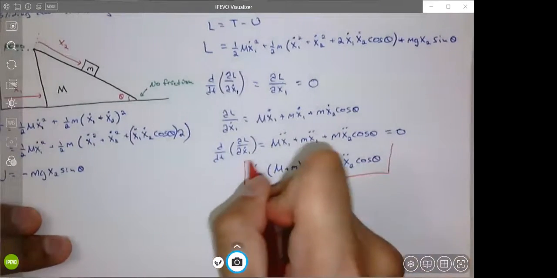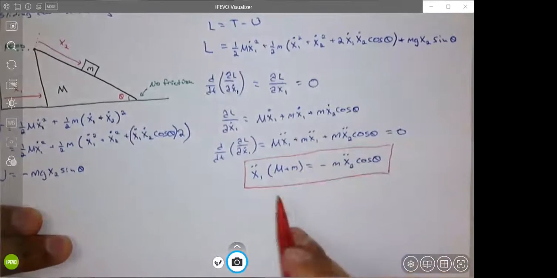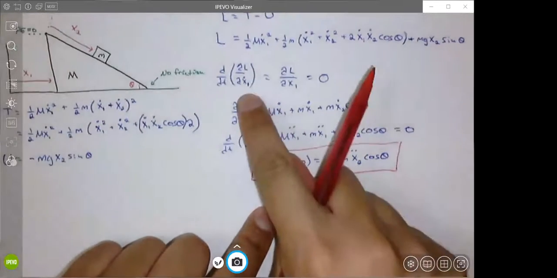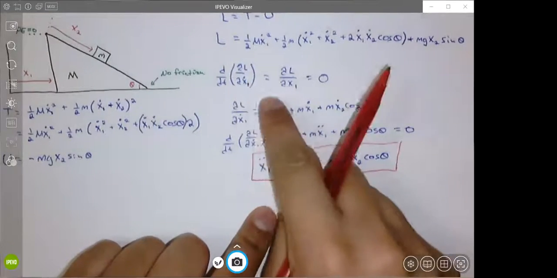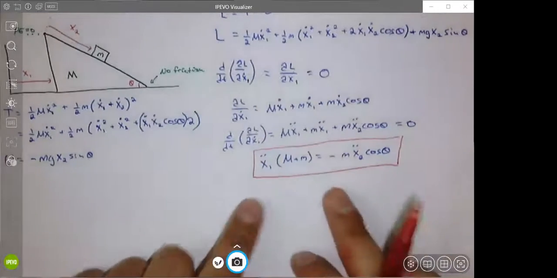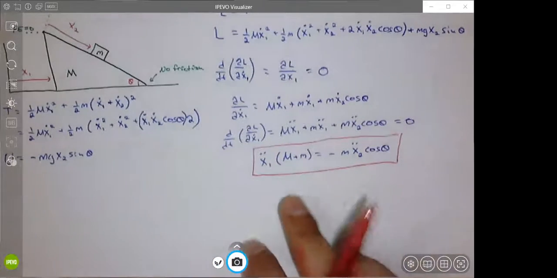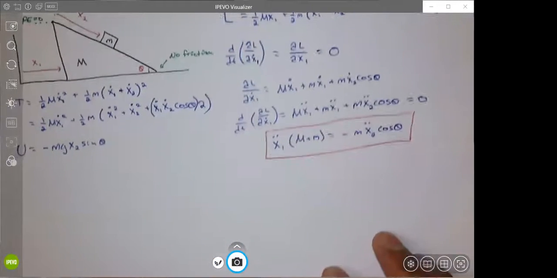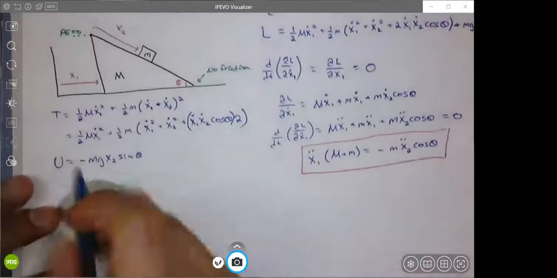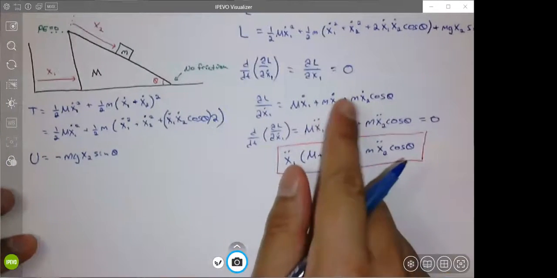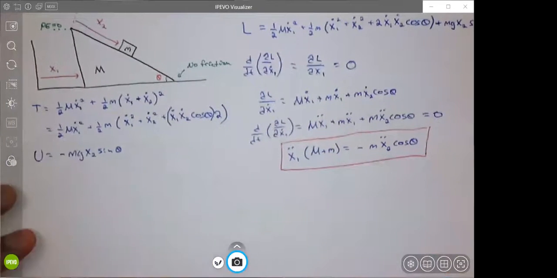We're going to have to do a little bit more because you have two different accelerations in this equation. So when we do the Euler-Lagrange equation again for x2, we should see one of these things cancel out. So let's do that. I'll do it right here on the bottom. Hopefully you can still see most of the Lagrangian there.